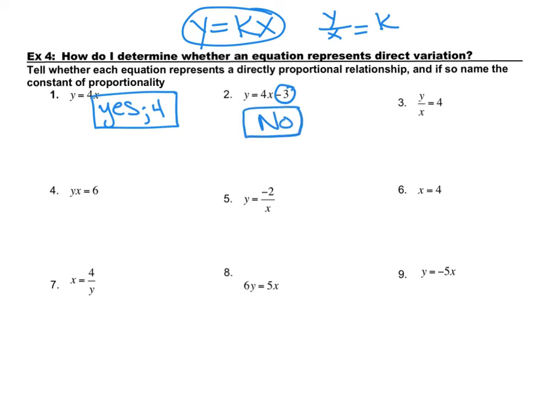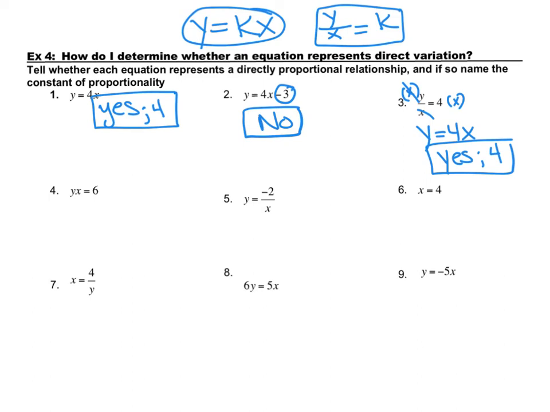All right, y all over x is equal to 4. Now, we do have that form up here, so we know that. But let's just take a look and see if we can get it to y is equal to kx. If we try to get the y all by itself, the x is on the bottom, it's dividing, so I would multiply by x on both sides. And I would have y is equal to 4x. So I can get it in that form, so this is a yes, and in this case our constant of proportionality is 4.